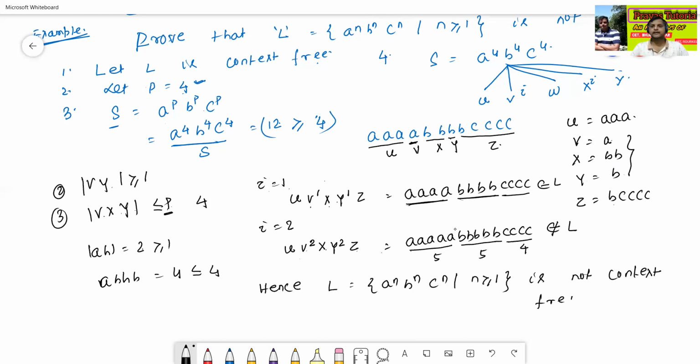So this is the end of the pumping lemma of context free languages, and it is the end of the entire context free language and pushdown automata part. In the next class, we will discuss the Turing machine and recursively enumerable languages. Okay, thanks for watching.